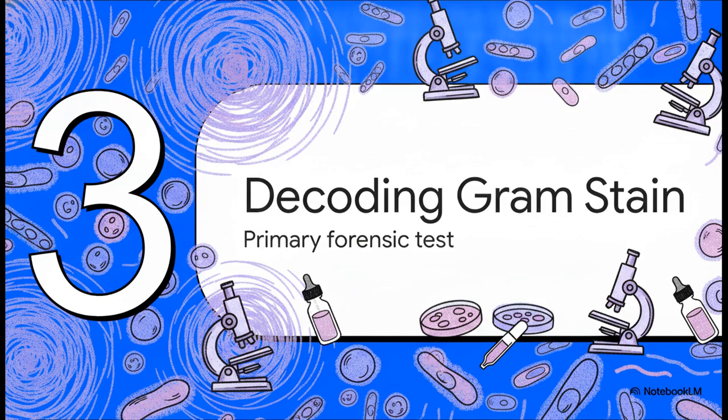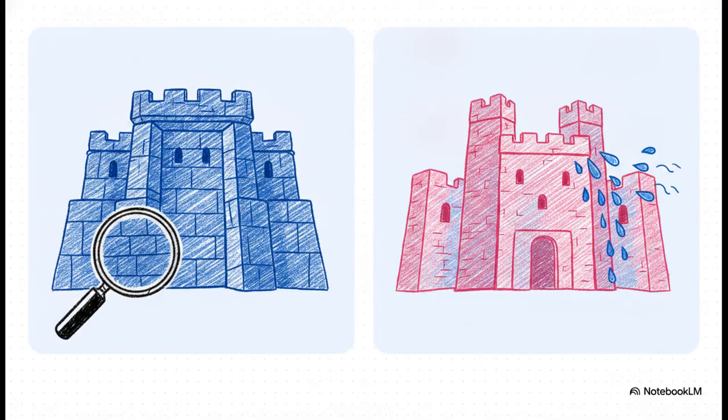Section 3. Decoding the gram stain. This is the primary forensic test for those free-living bacteria. Notice the really helpful color coding here, which is a massive help if you're a visual learner. The gram stain acts as our main forensic test. When a special chemical dye is applied, bacteria with a certain type of thick wall absorb it. They hold onto it tightly and they turn this deep blue.